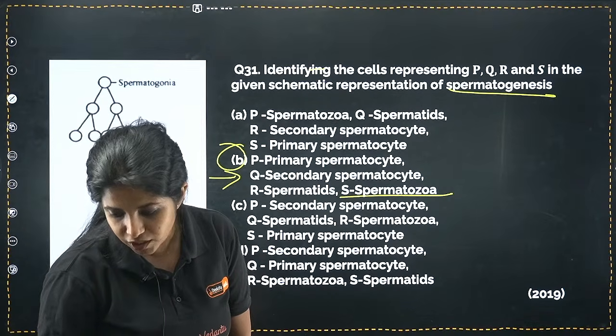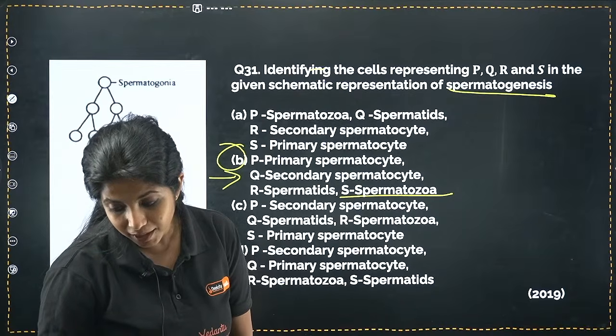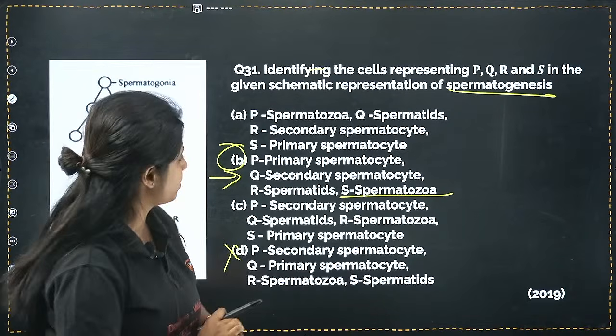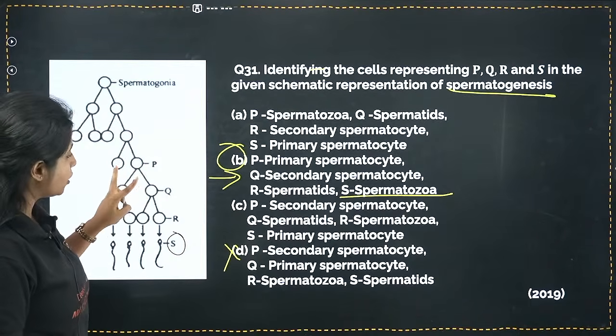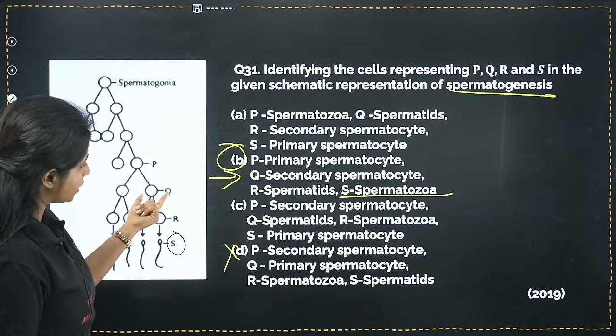Okay, same, I always start from the backside. Very good. So listen to me carefully. P over here is the primary spermatocyte. It undergoes division. You have the secondary spermatocyte, that is Q.